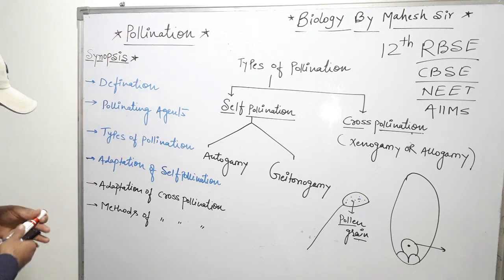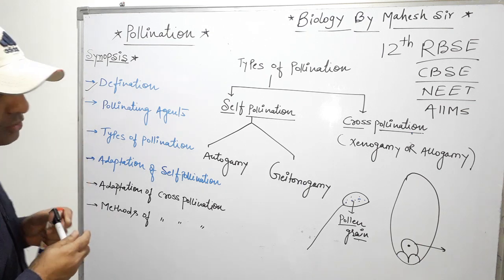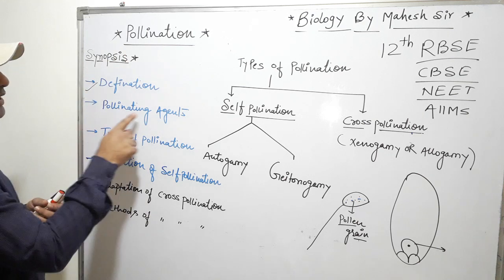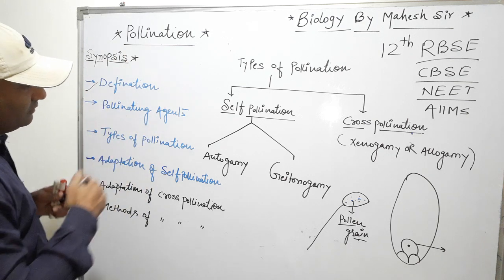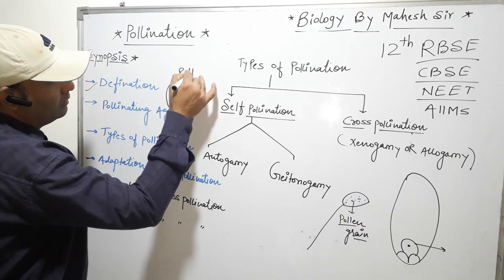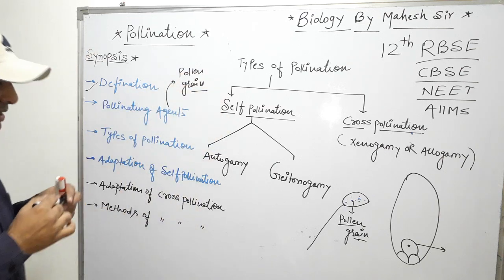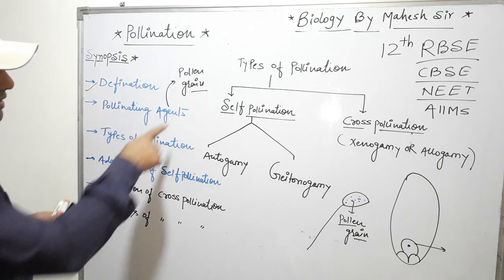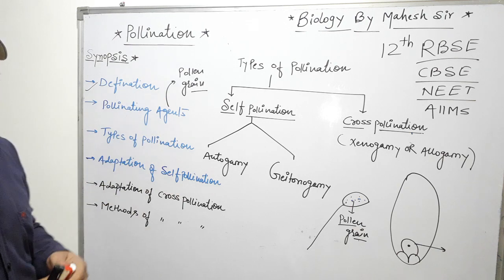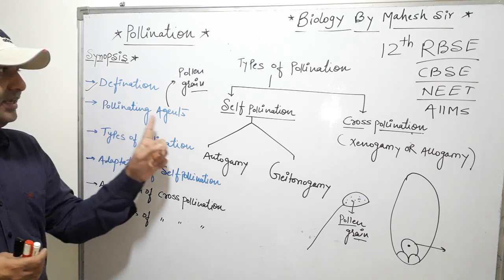The first is the definition: the process by which pollen grains transfer from the mature anther to the stigma is called pollination. Second, pollinating agents. The agents are those which help in the travel of pollen grains from the mature anther to the stigma. In this case, either air or animals like insects, birds, and human beings are all involved. So they are called pollinating agents.